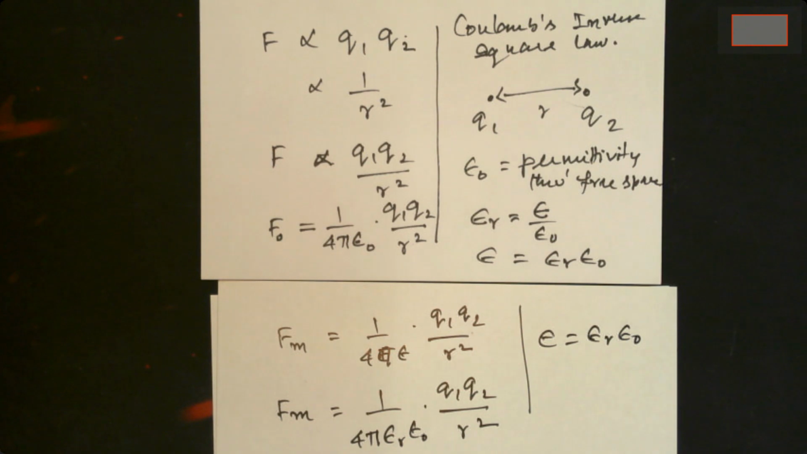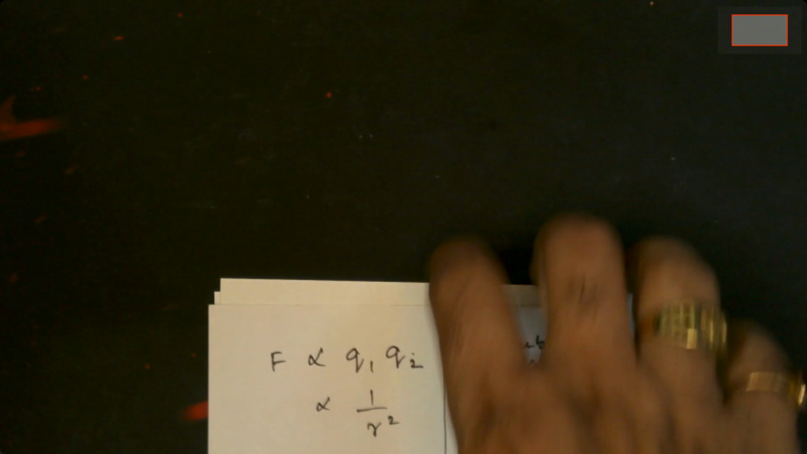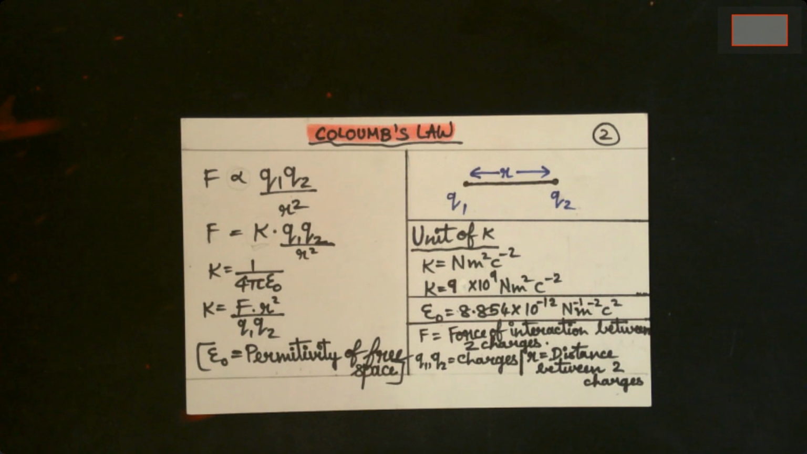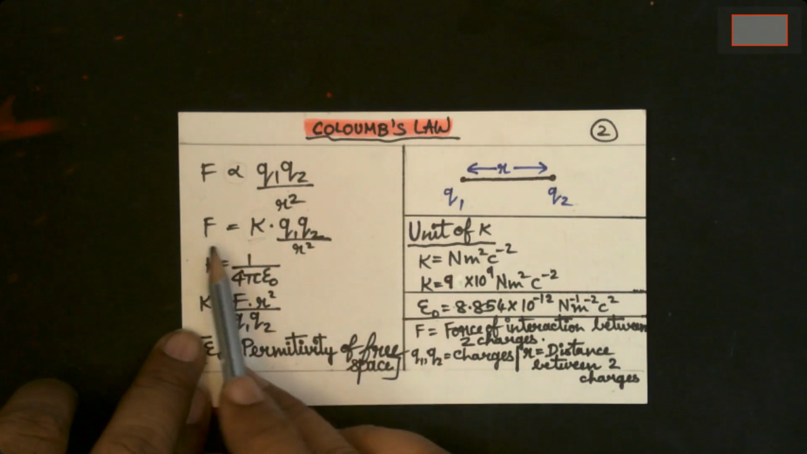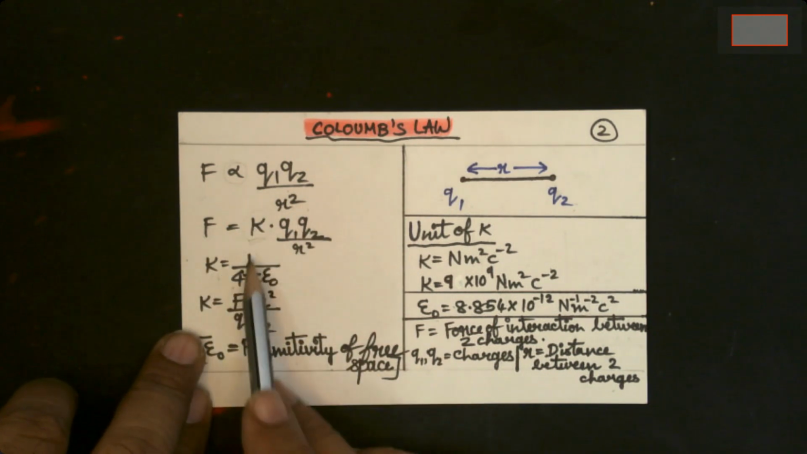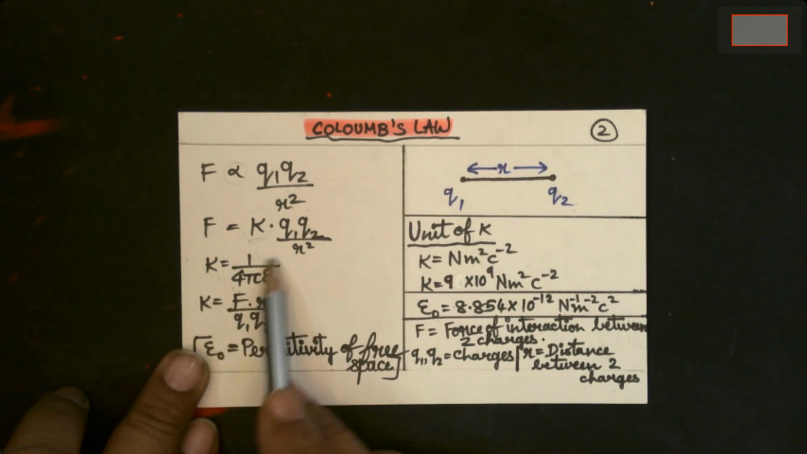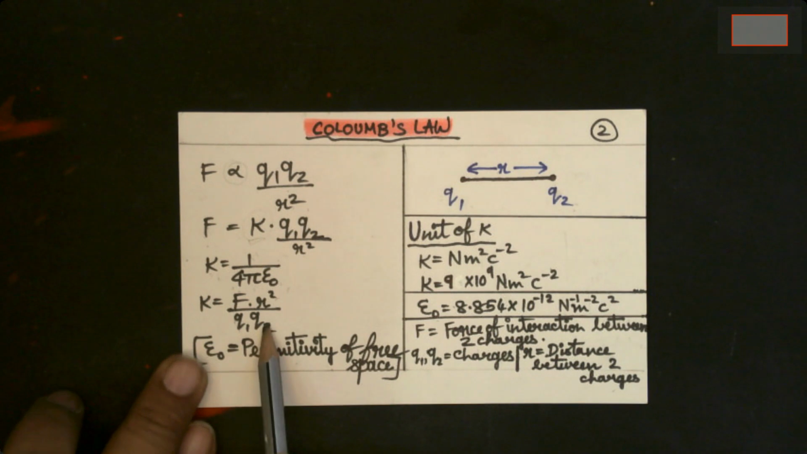Now let us analyze the unit of this constant 1 by 4 pi epsilon naught. Have you noted down? Right. Now let me consider this flashcard. So here, as I already mentioned, F is proportional to Q1 Q2 divided by R squared, and F is equal to K constant, and that constant is nothing but 1 by 4 pi epsilon naught. Now we are interested to find out the constant here. Therefore, K is equal to F into R squared divided by Q1 Q2.